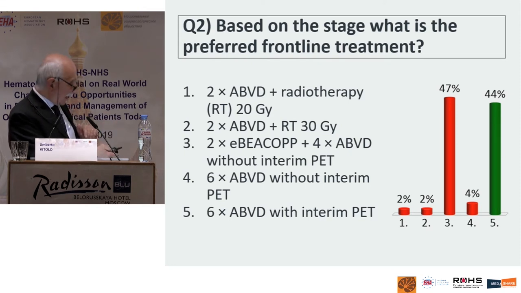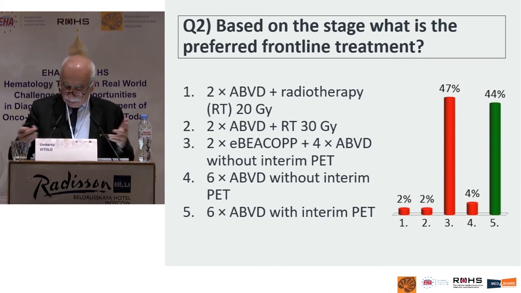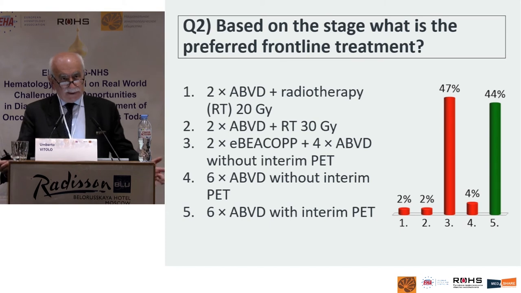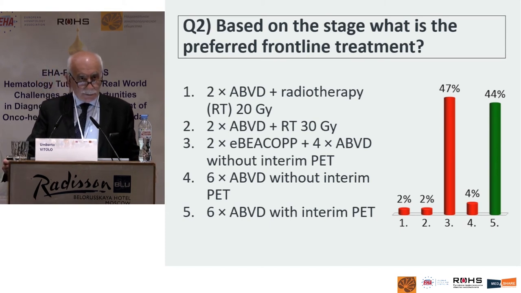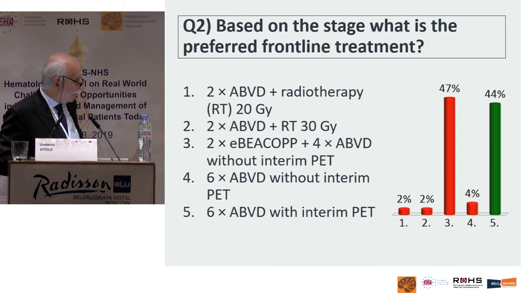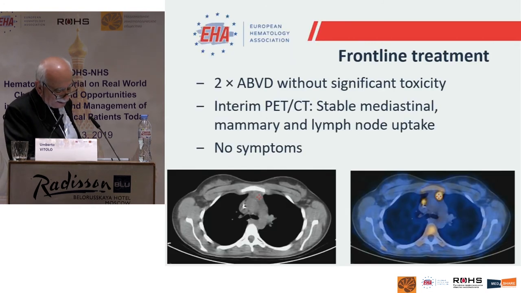So in our hands, we are used to giving six courses of ABVD. I don't think there are many sites in Italy that use escalated BEACOPP from the beginning, because we invented ABVD in the 80s. So we give these patients six courses. The plan was to give ABVD with interim PET after two courses. This is what we did. We gave two courses of ABVD without any toxicity.